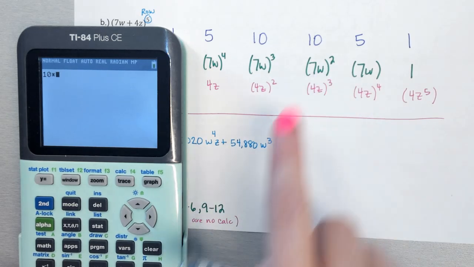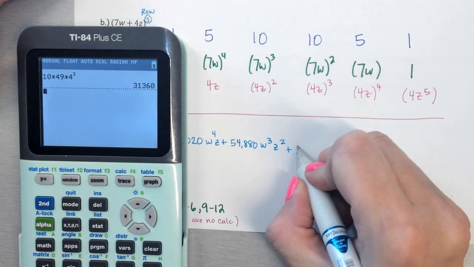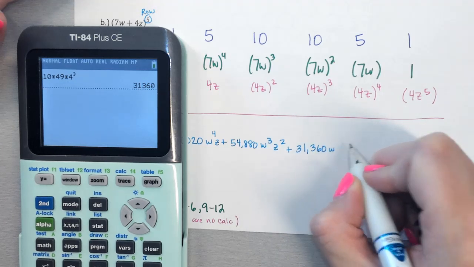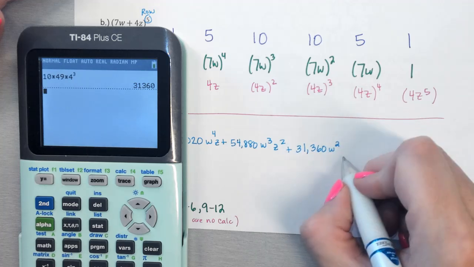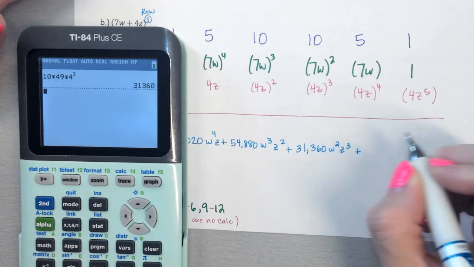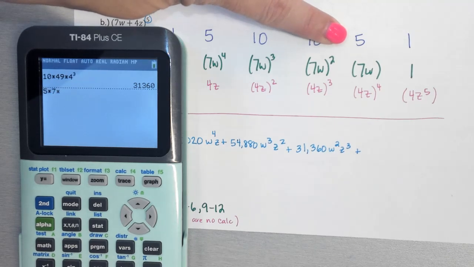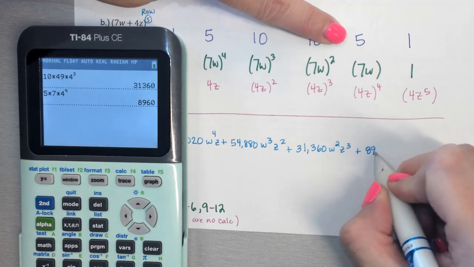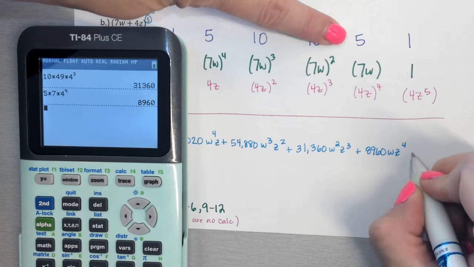So if you know 7 squared is 49, just put it in your calculator as 49. And then if you're not sure of 4 cubed, so you should have 31,360 w squared, and then z to the 3rd. Okay, for this one, you'd have 5 times 7 times 4 to the 4th. So 8960 w z to the 4th.